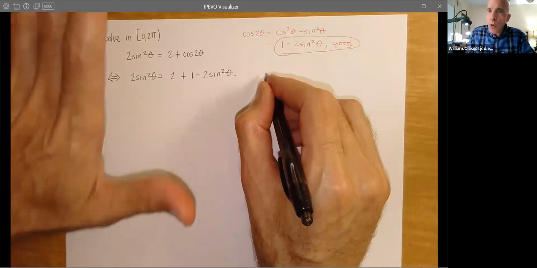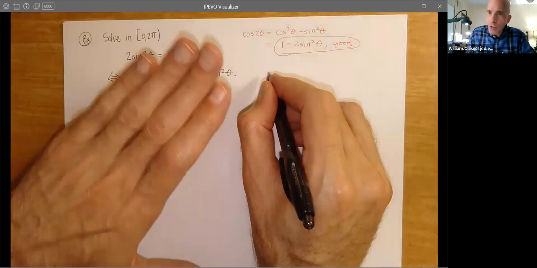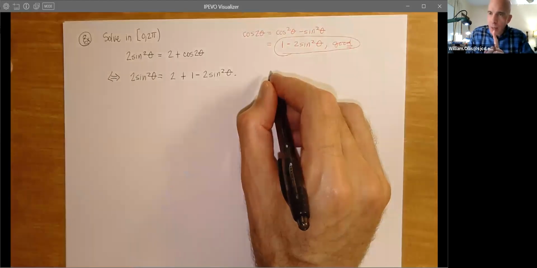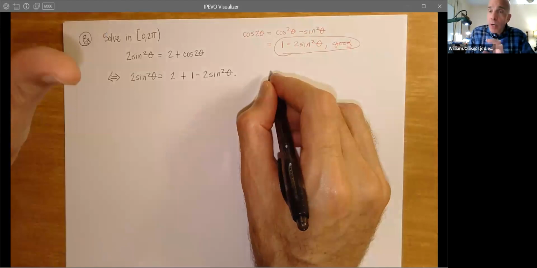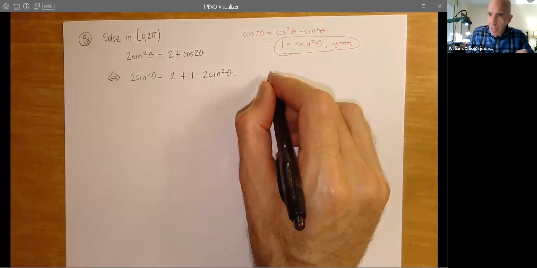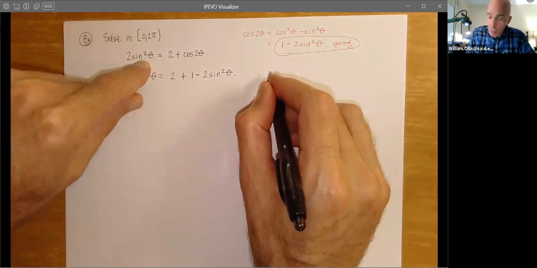So you know that you're on the right track when now you have an equation in one trig function, okay? Or you have a product, and it doesn't matter if you've got several trig functions, like on the last problem. But if you've got a product, you're fine. But this right here is no good. So this is much better.